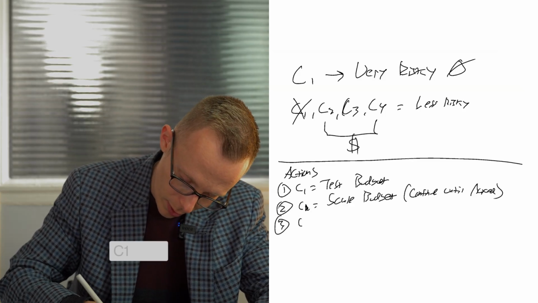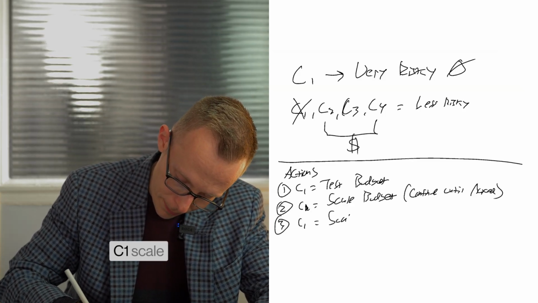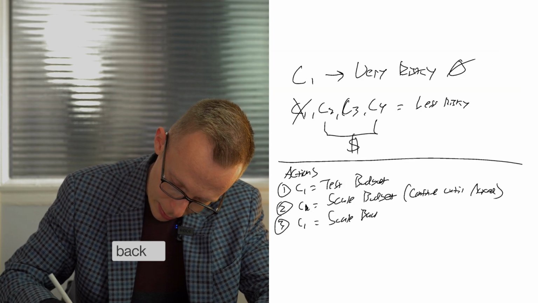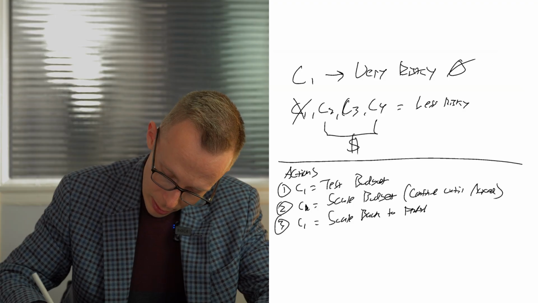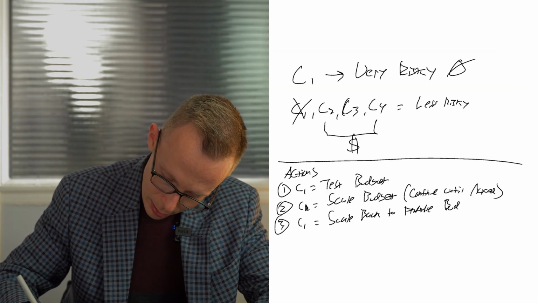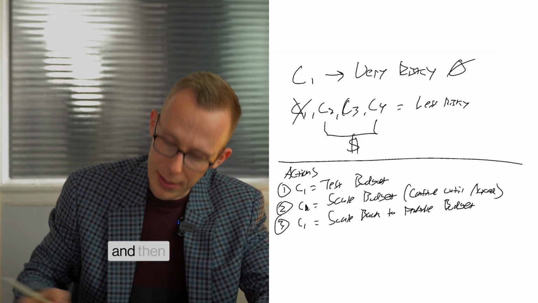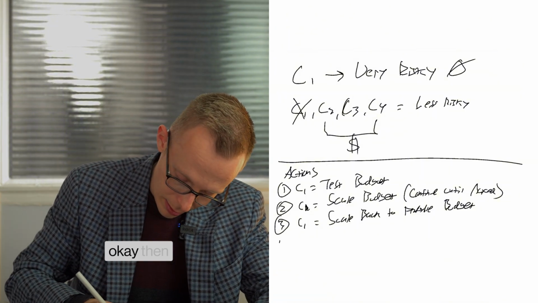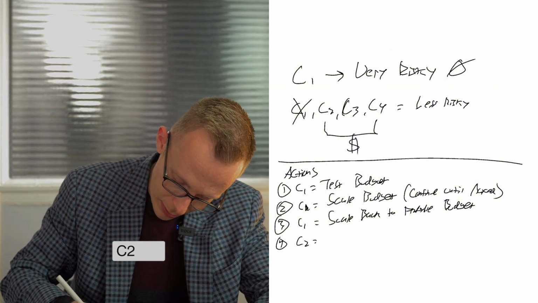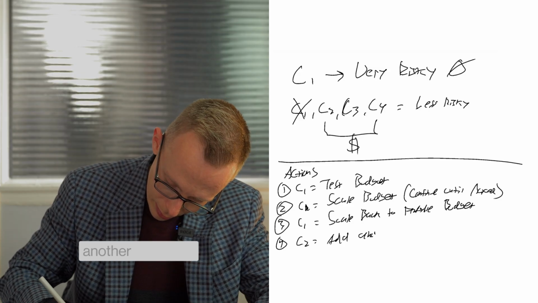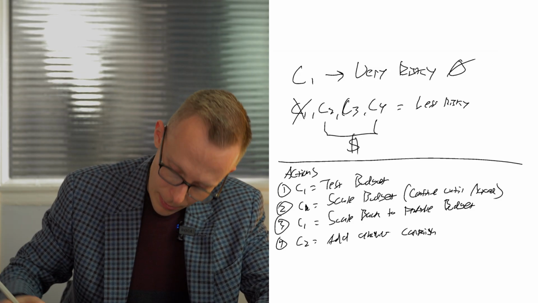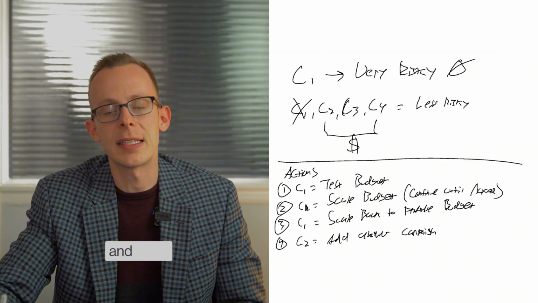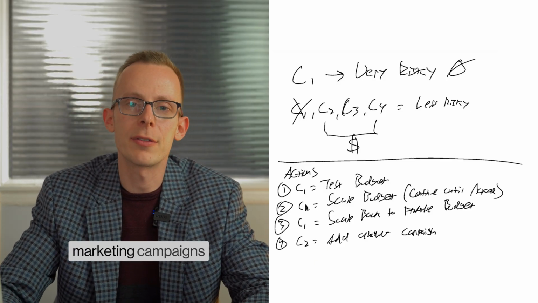So this is still C1. Scale back to profitable budget. And then hold it, okay? Then you'll add C2. Add another campaign. And that's it. And that's how you effectively scale marketing campaigns, okay?